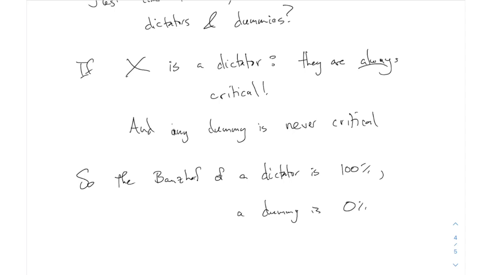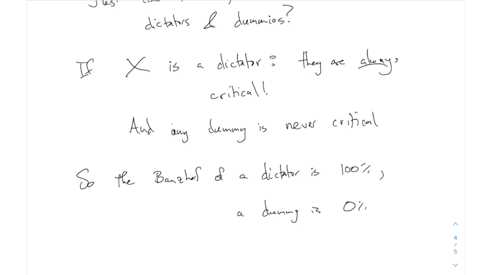All right? This usually doesn't happen. You know, usually there isn't a dictator, but sometimes there is. All right? And that is going to do it for what I want to say about the Banzhaf and actually all of our discussion of weighted voting. This is the end. Any remaining questions about weighted voting? I hope that's interesting to you.